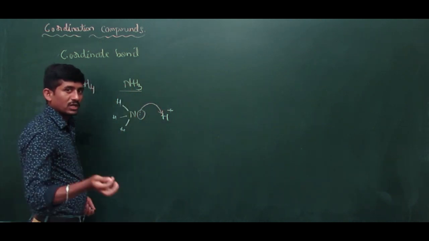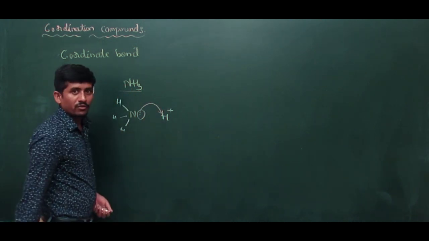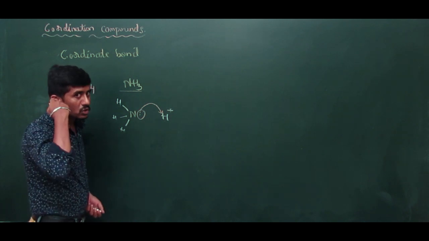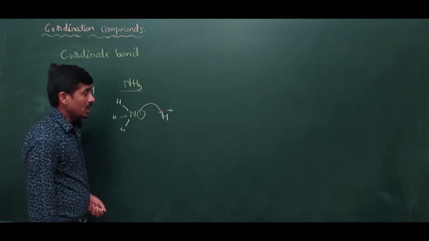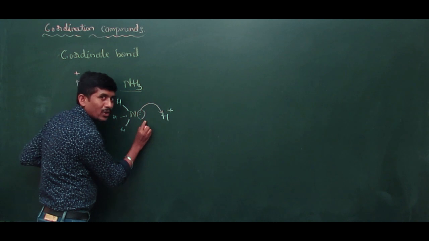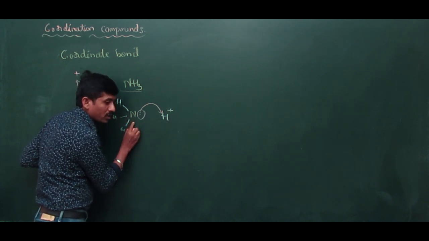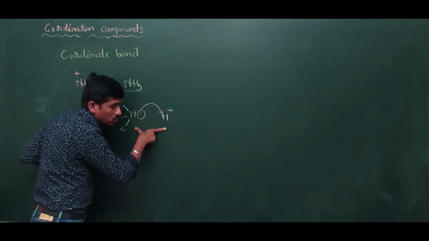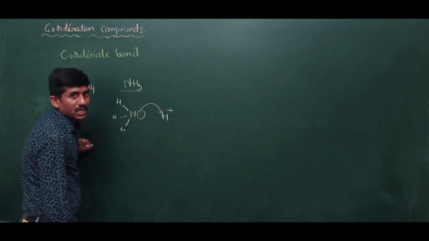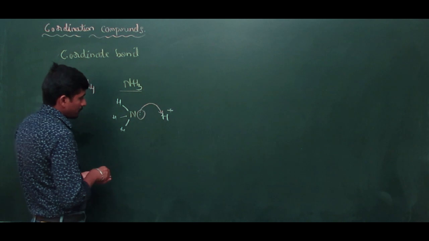So sharing of electrons is happening, and a bond formation is taking place between the two. Sharing of electrons resulting in a covalent bond, but those two electrons are contributed by any one of the bonded atoms in a molecule. That type of bond is called a coordinate covalent bond.